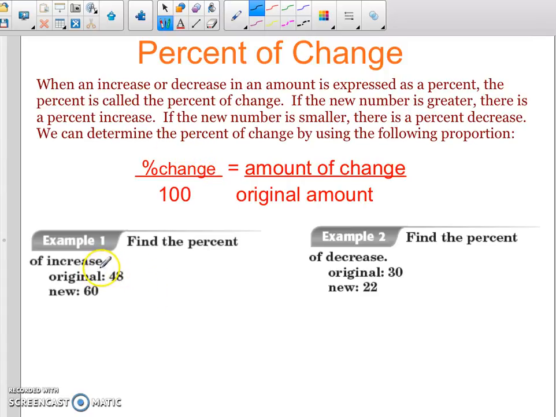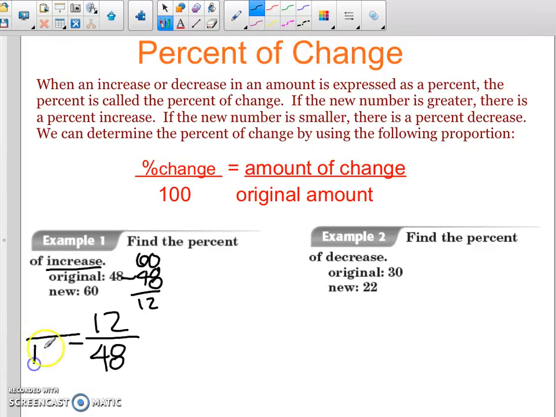For example 1, we are finding the percent of increase. So we subtract the original amount from the new one and we will get our amount of change. So 60 minus 48 equals 12, and that is our amount of change. So that goes on the top, and the original amount, which is 48, goes on the bottom.